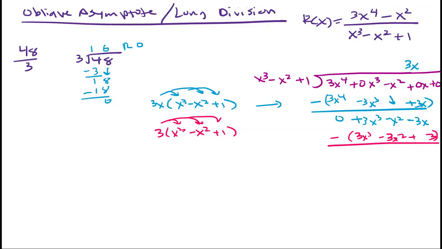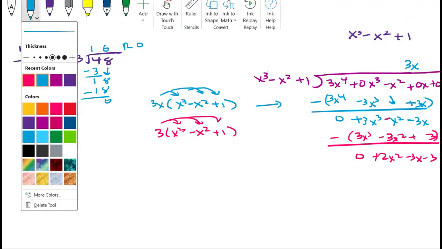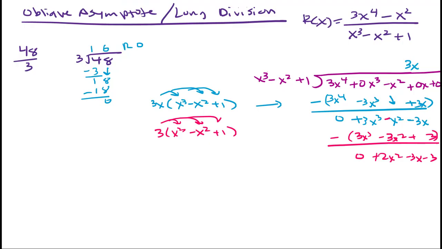Okay, so when we subtract this, we're going to get 3x cubed minus 3x cubed is 0. Then we have minus x squared, that's a minus here. Minus x squared, a negative and a negative is a positive, so that's going to give us a positive 2x squared. Okay, and then we have minus 3x, then a minus 3. So, all right. So then don't forget to put plus 3 here.